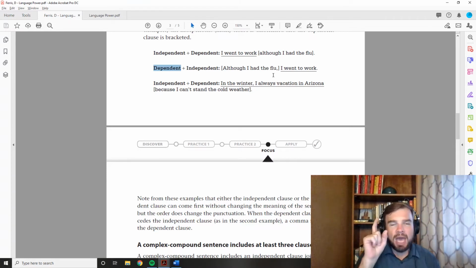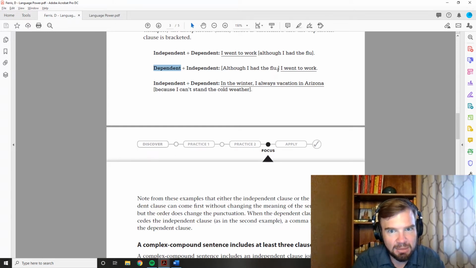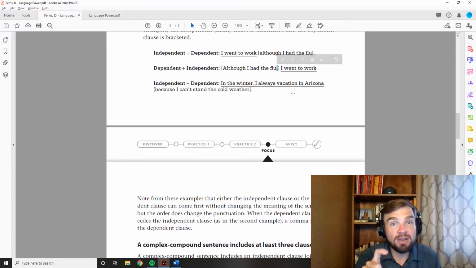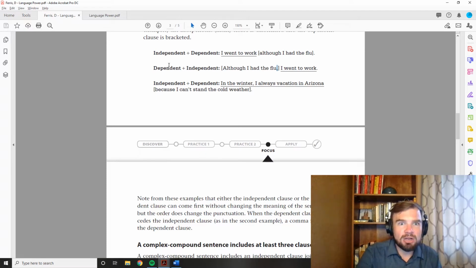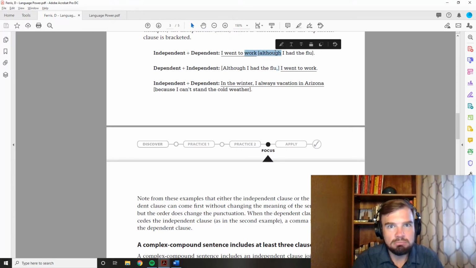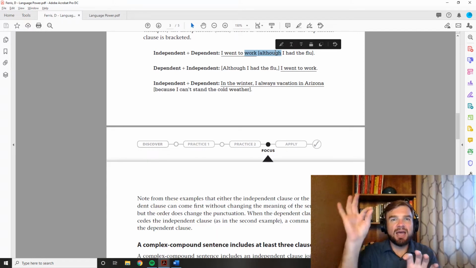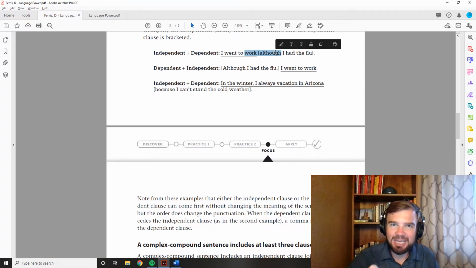And remember, this is not a lesson about commas, but one of our mechanics lessons this semester will be all about commas. But remember, you can see one rule right here. If you start your complex sentence with a dependent clause, you need a comma, right? So although I had the flu, comma, I went to work. But in this example, see, no comma, right? So again, I'm planting this little seed about some comma rules for when we talk about it in much more detail later this semester.